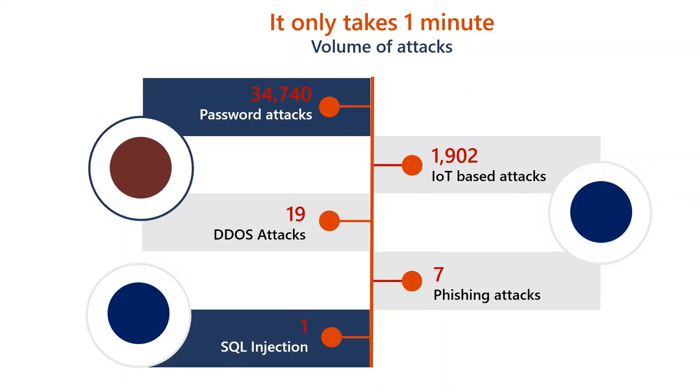When we look at a 1 minute snapshot, just 1 minute of a day, what are we seeing out there? In other words, how big is the threat? Within 1 minute, globally, so not any particular customer: 34,740 password attacks, 1,900 Internet of Things-based attacks, 19 denial of service attacks. Now, this one I actually think is suspicious. I'm sure this is much higher, but it's the reporting: 7 phishing attacks every minute. I probably get that in my email box every minute. 1 SQL injection. The idea is there's a huge amount of activity going on out there.